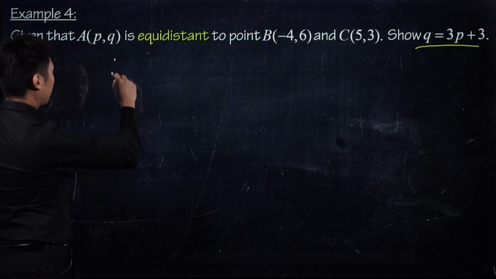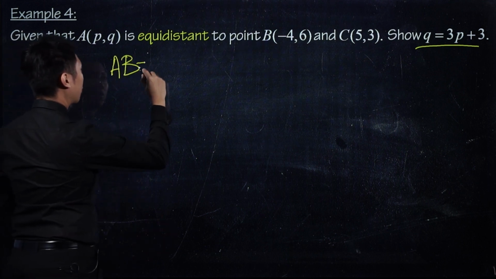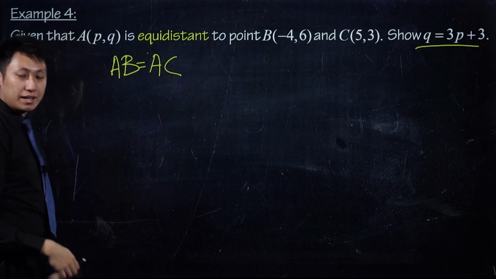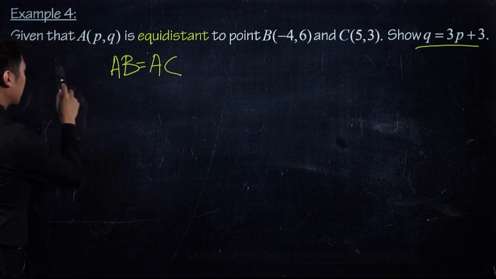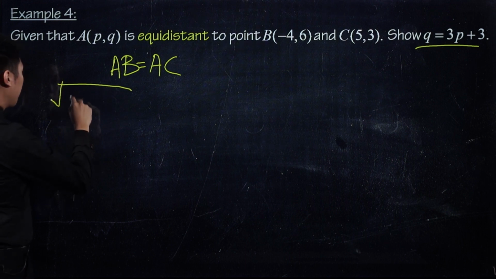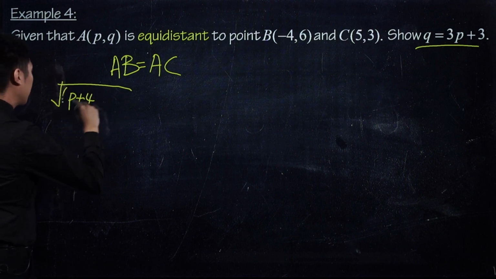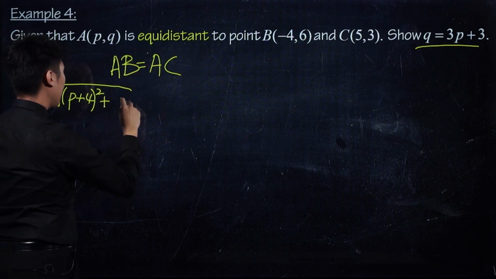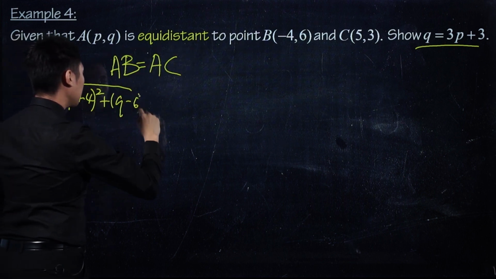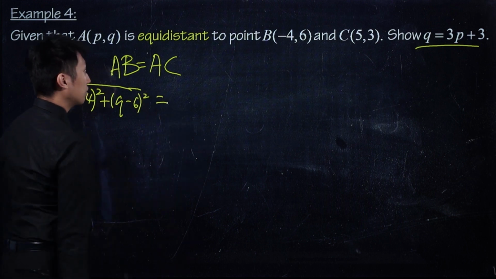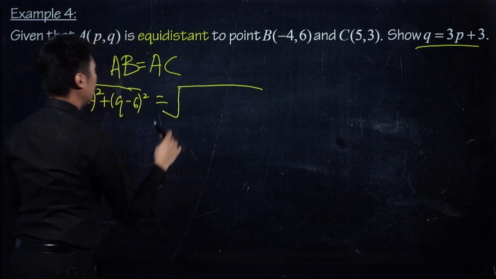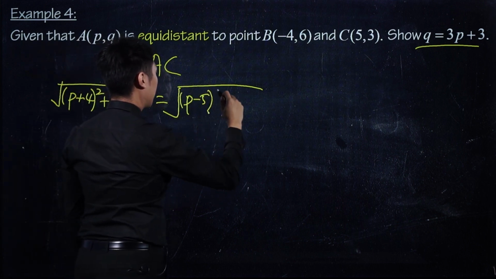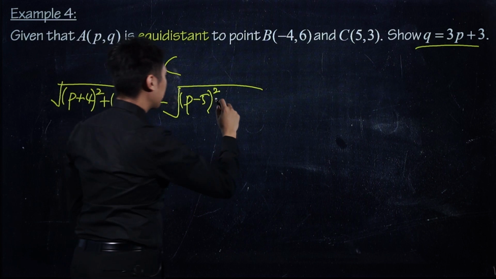You need to know AB is equal to what? AC. Then you write down whatever you have. So square root of p plus 4 squared, then q minus 6 squared, is equal to what? Square root of p minus 5 squared and q minus 3 squared.